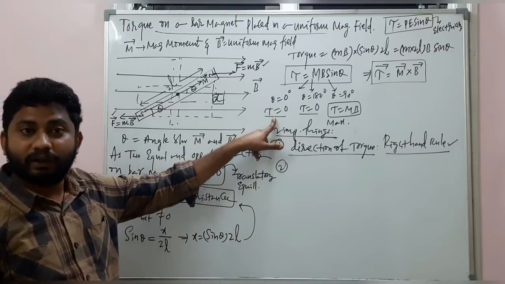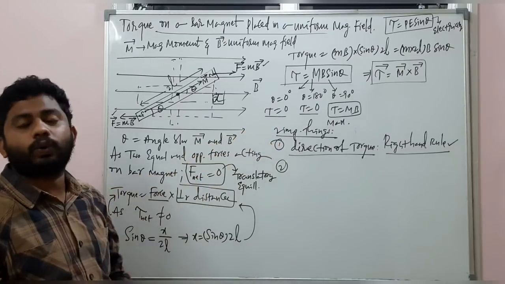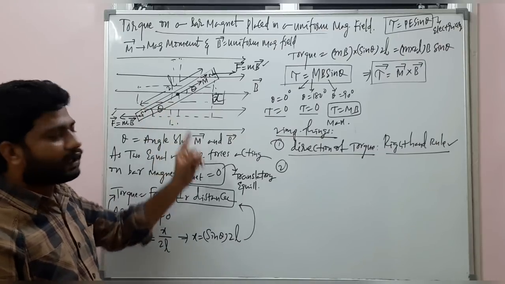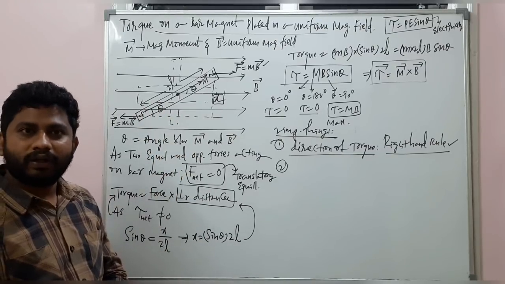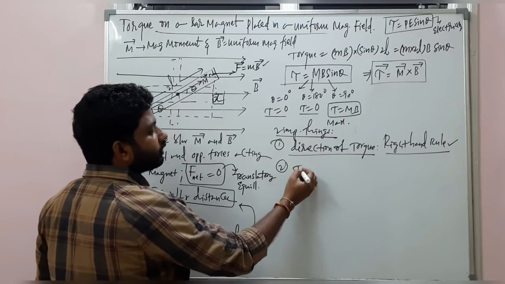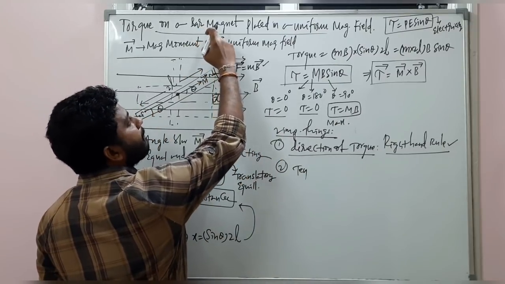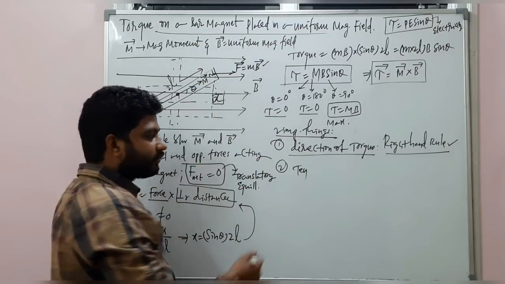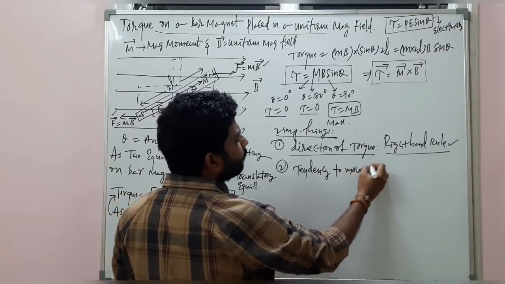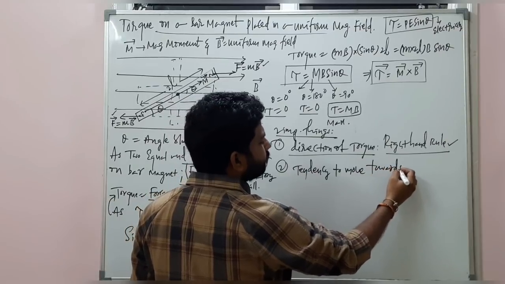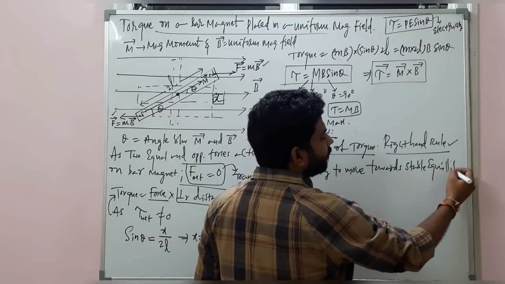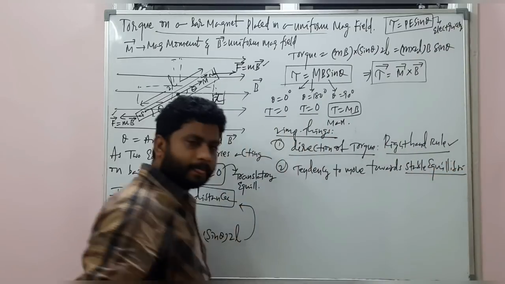The body will be in rotational equilibrium, and anyhow, the body will be in translational equilibrium. So this is the thing called the tendency towards stable equilibrium. When you keep a bar magnet placed in a uniform magnetic field, it will have the tendency to move towards a stable equilibrium. What is that? A stable equilibrium.